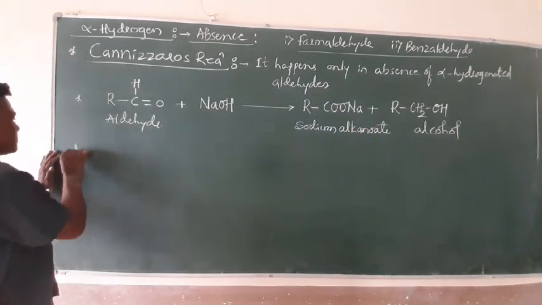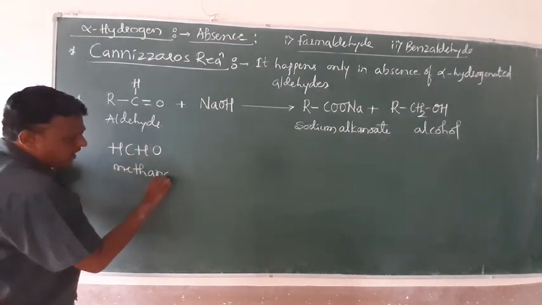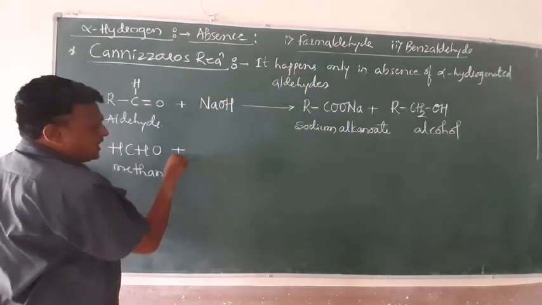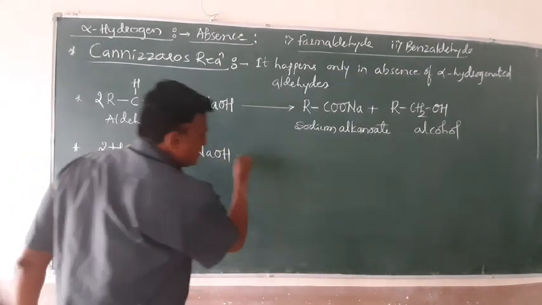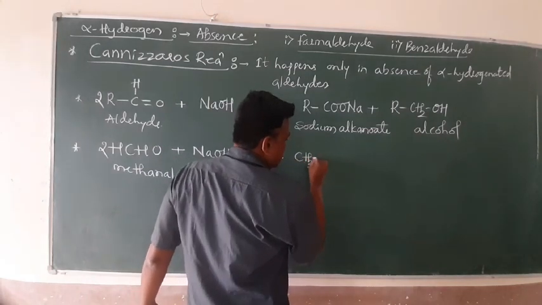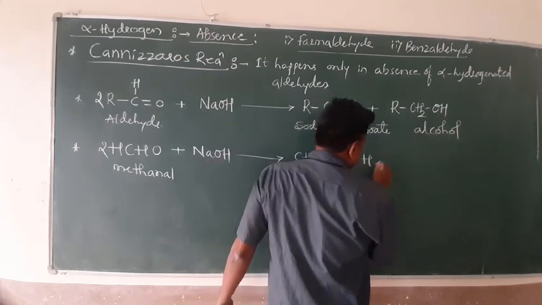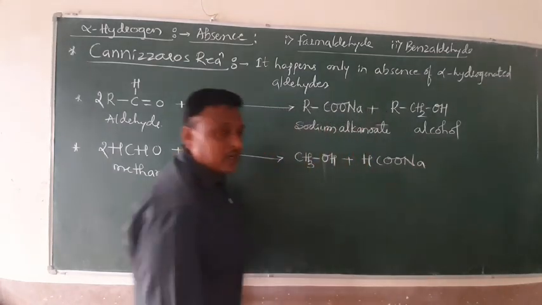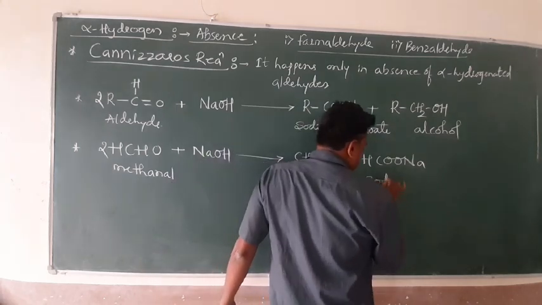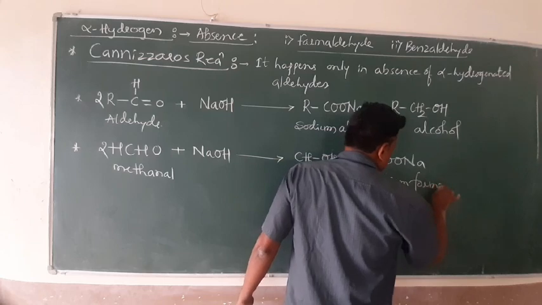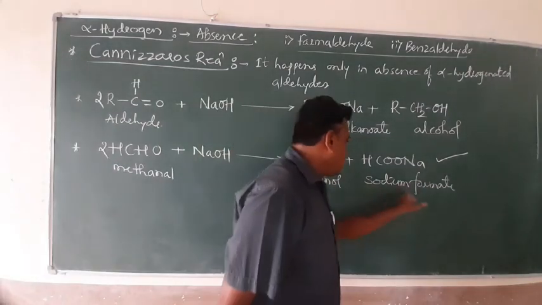As our syllabus mentioned, the two examples are, first, HCHO. I think all of you know, methanal or formaldehyde reacts with NaOH. If you want to balance, it reacts with NaOH to form the products, carefully mentioned, CH3OH and HCOONa. This is one salt and one alcohol. The names of these compounds are methanol and sodium formate. This is the first reaction mentioned in our syllabus. If you use formaldehyde, it forms methanol and sodium formate.